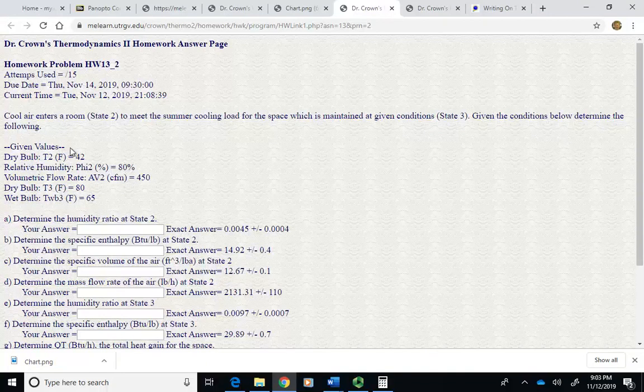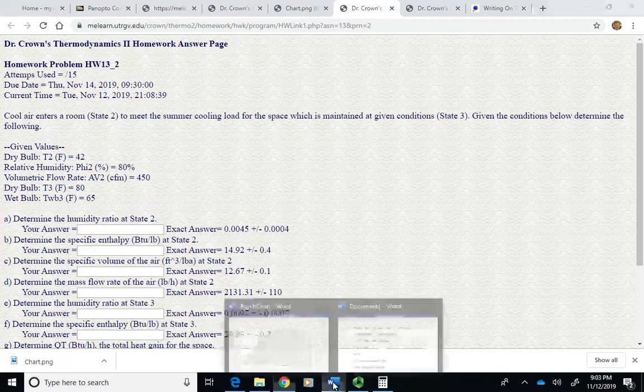The air comes in at 42 degrees, so this will be called state 2. Relative humidity of 80%. We have a volumetric flow rate of the incoming air of 450 cubic feet per minute. To get a mass flow rate, we'll have to find the specific volume. And then it heats up to 80 degrees and a wet bulb temperature of 65. So let's start by finding those two states. State 2 is 42 degrees, 80% relative humidity.